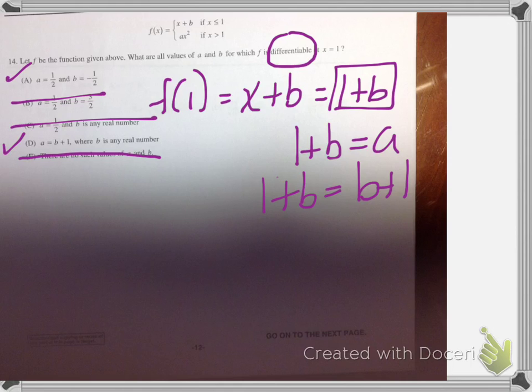So if those two are equal, that means that any number is going to work. It would be like saying x is equal to x. Wouldn't any real number work? 3 equals 3, 4 equals 4, 5 equals 5. So while A is true, D would include those values for A. So D is the winner, and D is the answer.